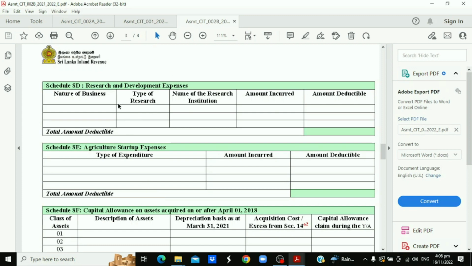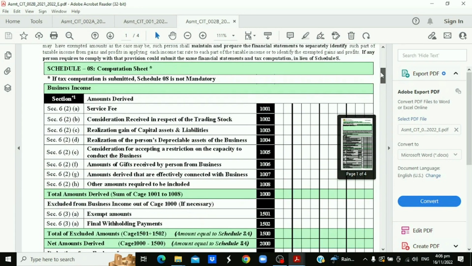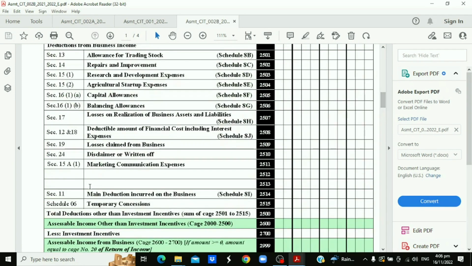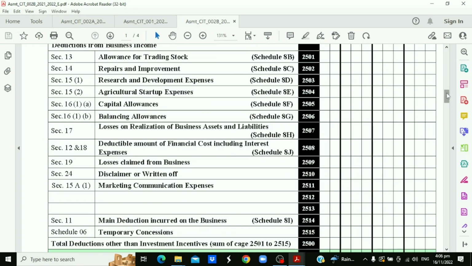Then you may have some concern: if there is research and development, we can apply the schedule 6 temporary concession. If you see the main calculation of the business, there is a separate allocation for the temporary concession. You can use that separate allocation to get the bonus 100% deduction for research and development. Then schedule 16 is allocated for capital allowances and balancing allowances. Schedules 8F and 8G are relevant for this. We'll move into this area.